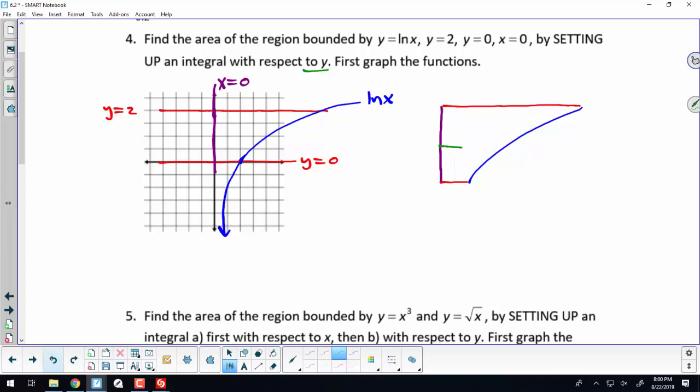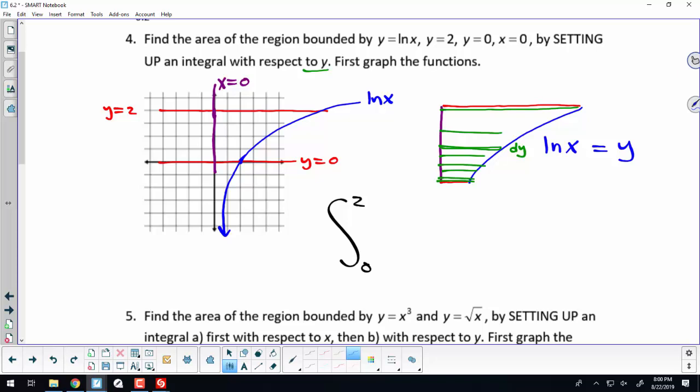So with respect to y, here's our rectangle. Does the right minus the left ever change through that region? Again, y ranges from here all the way up to here. y ranges from 0 to 2. The right function is always, let's write this out, ln of x. But are we just going to throw ln of x in here? Since we're integrating with respect to y, we need to solve ln of x equals y for x. So we have a function in terms of y, not x.